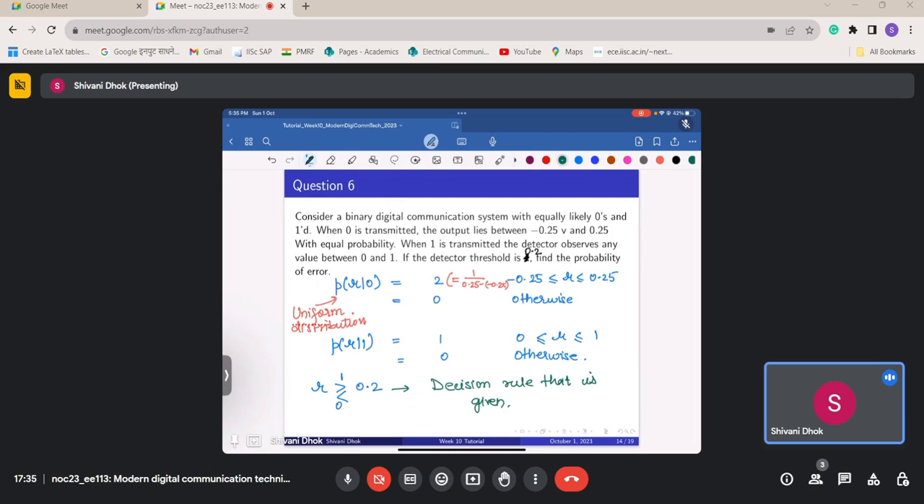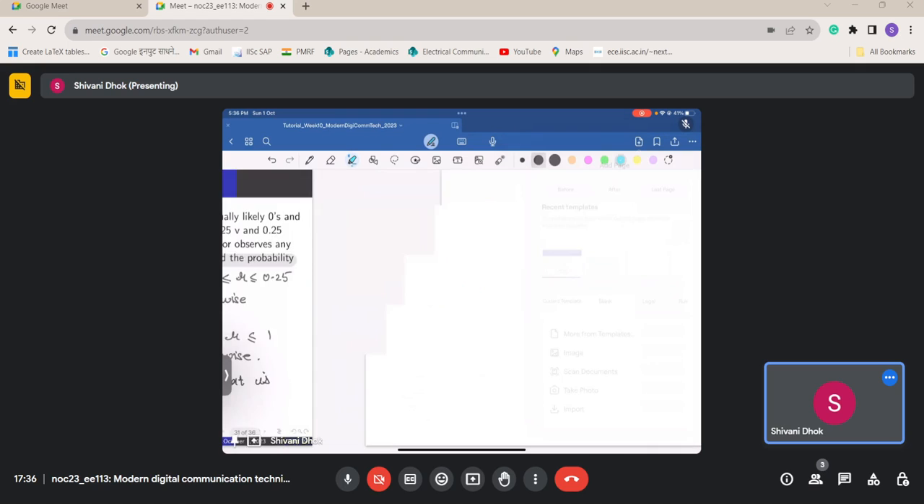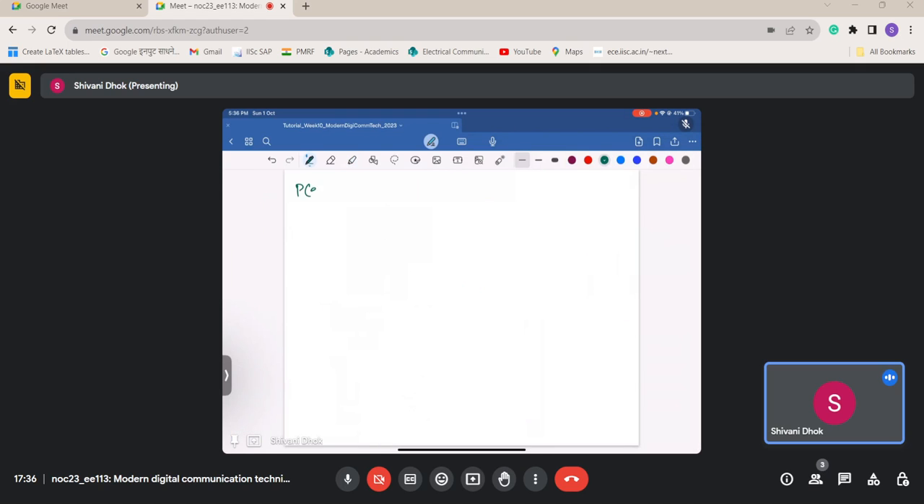And what we need to do is find the probability of error. And again we are given that the 0 and 1 occur with equal probability. Okay, so the 0 and 1 are equiprobable. So if they are equiprobable, then the probability of error is basically equal to probability of 0, which is 1 by 2, into probability of error given 0 being transmitted, plus 1 by 2 into probability of error given 1 being transmitted. So let us find these two quantities.